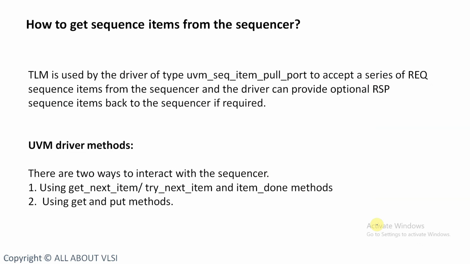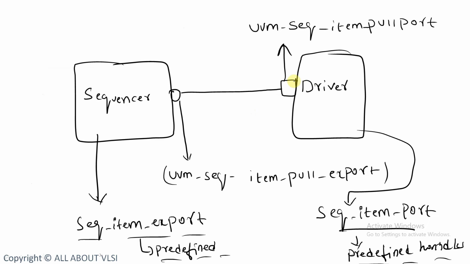So how are we going to get the sequence items from the sequencer? This is our main question. The driver is going to use a TLM port of type uvm_seq_item_pull_port, which we have already seen, to accept a series of REQ sequence items from the sequencer. Basically, the driver uses the uvm_seq_item_pull_port for receiving the series of sequence items from the sequencer.